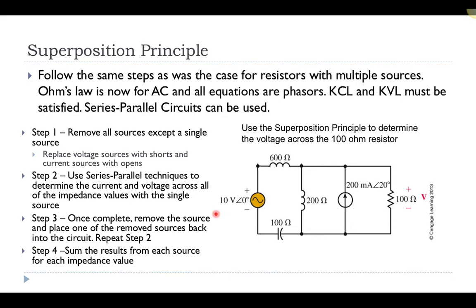The superposition principle for AC is very similar to DC. Of course, the main difference is that we have impedance values, but we're going to follow exactly the same steps that we had for the case of resistors. We remember that Ohm's law is still satisfied, as are Kirchhoff's current law and Kirchhoff's voltage law. Superposition allows us to remove all but one source and analyze the circuit as a series parallel circuit, and then take that source out and put the other source back in, or as many sources as you have, and just repeat this process. That's the idea of superposition: you're adding the results together from multiple sources.